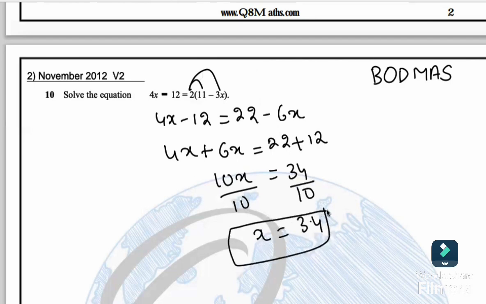So when you get decimal answers, please cross-check your answer once again. So 4x minus 12, 2 11s are 22, minus 2 3s are 6x. All right, so 4x plus 6x, so 10x, 22 plus 12, which is going to be 34. So 34 divided by 10, which is going to be 3.4. Okay, so you got your answer here.